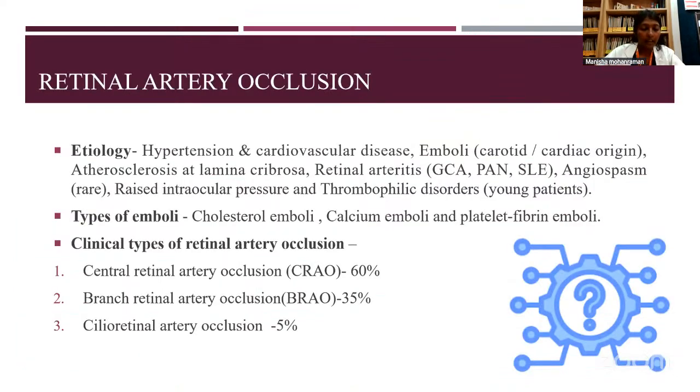We have retinal artery occlusion. The etiology of retinal artery occlusion is hypertension, cardiovascular disease, emboli, and atherosclerosis at the lamina cribrosa, retinal arteritis, angiospasm, raised intraocular pressure, and thrombophilic disorders. The types of emboli are cholesterol emboli, which is cholesterol accumulation, calcium emboli, and platelet fibrin emboli. The clinical types of retinal artery occlusion are CRAO, BRAO, and cilioretinal artery occlusion.